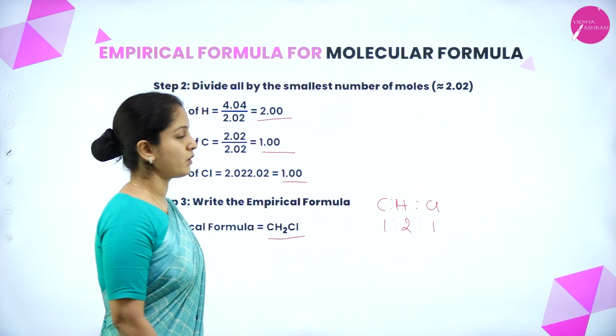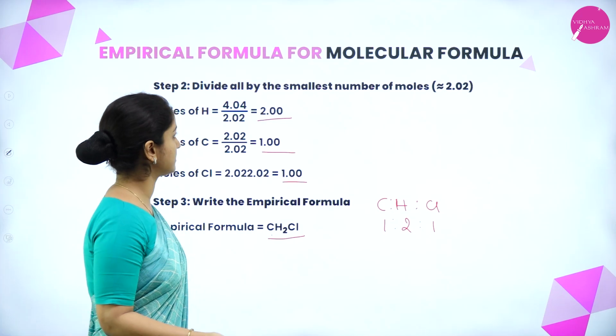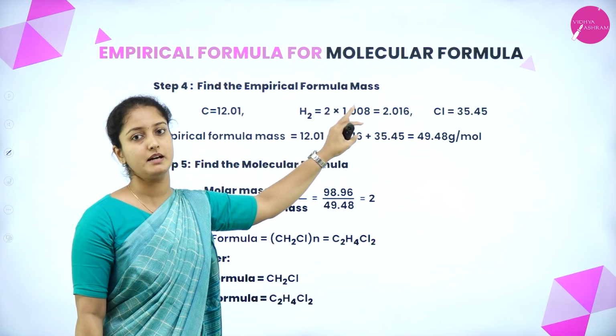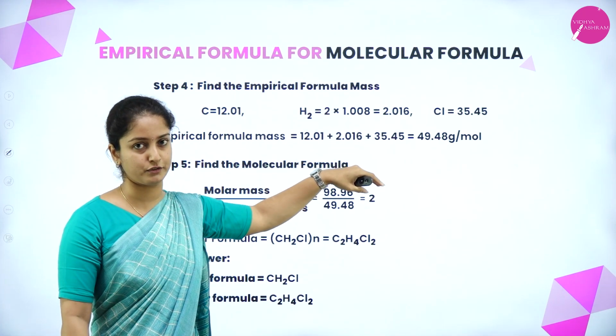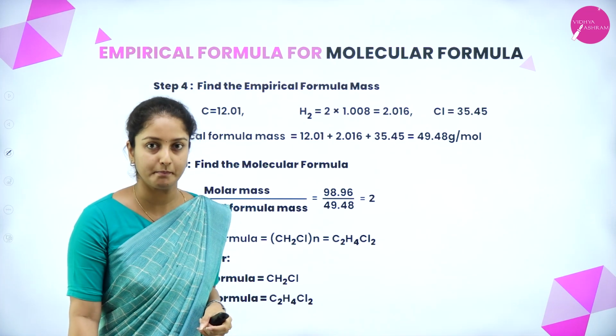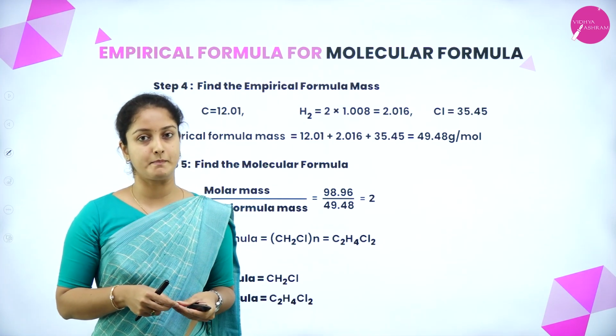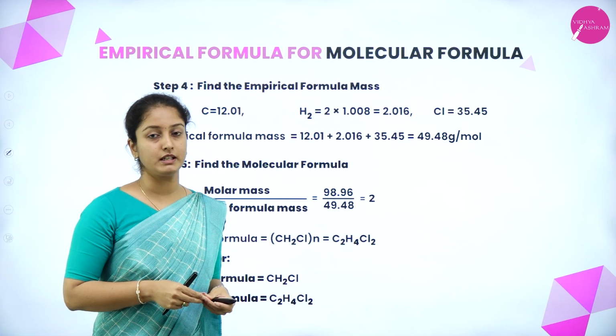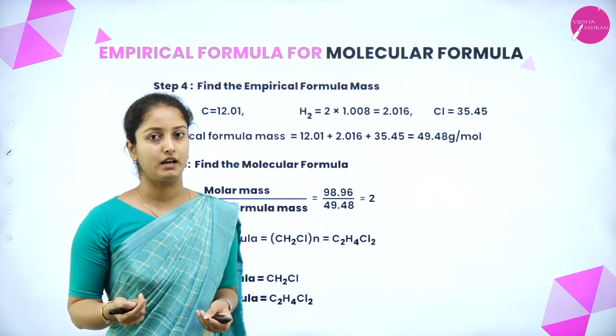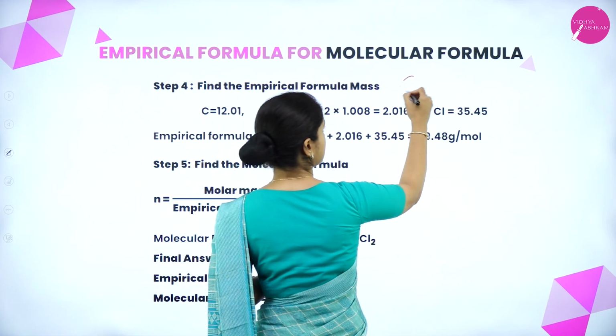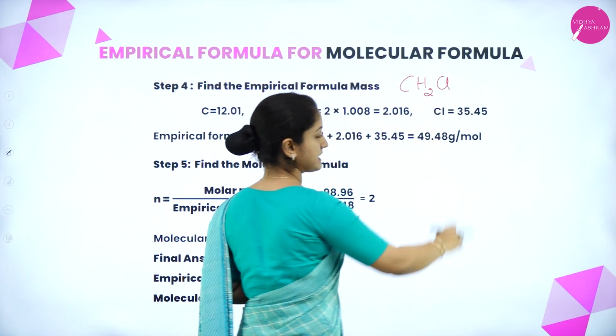Okay. Now, the next thing we have to find is the empirical formula mass. It is necessary to find the empirical formula mass. What is the empirical formula mass? It is the mass of the obtained empirical formula. So, the obtained empirical formula is CH2Cl.